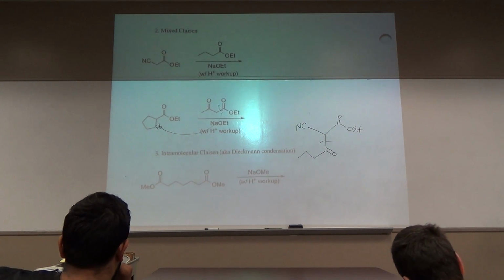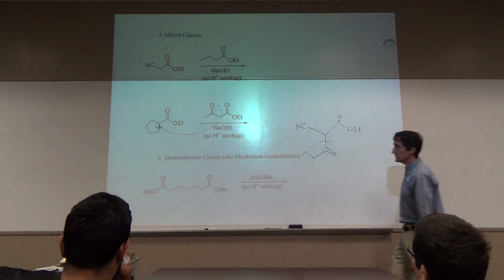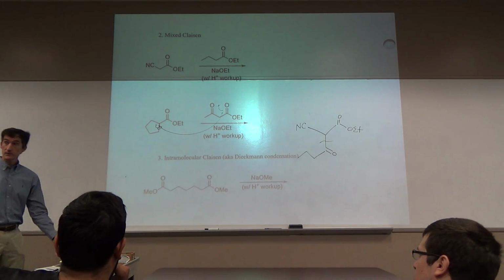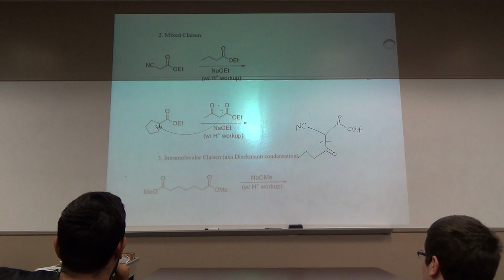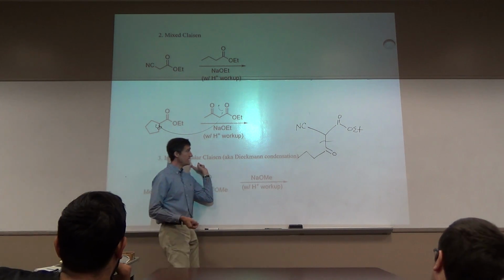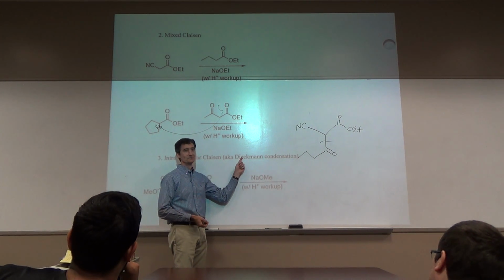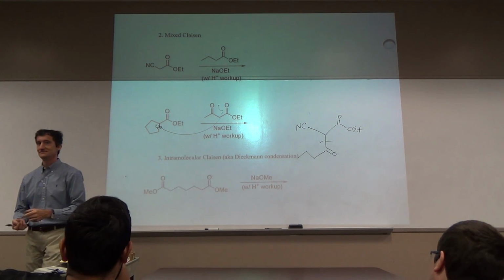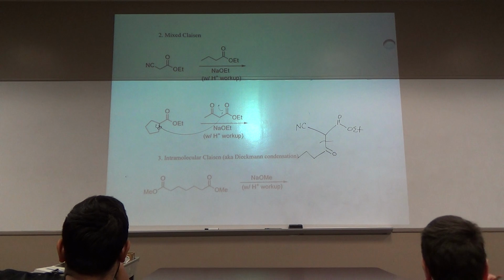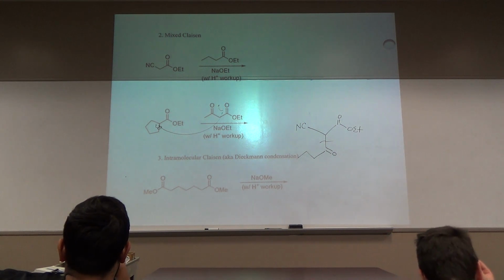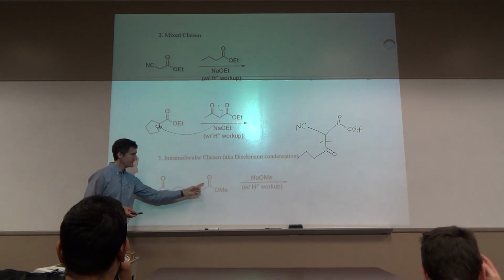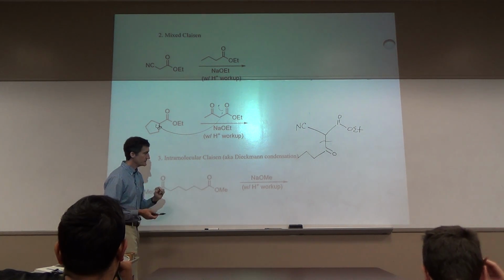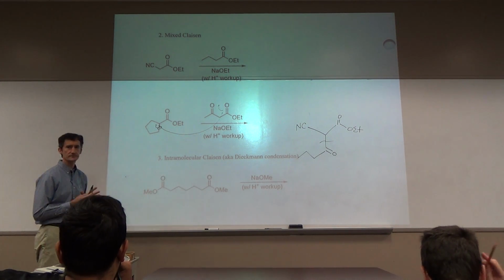Aldol and Claisen. Now, if you're doing intramolecular Claisen, which you can do, we did intramolecular aldols, and intramolecular Claisen has a certain name. It's called a Dieckmann. A Dieckmann is just an intramolecular version of a Claisen. For example, if you take this diester and treat it with base, what type of product could you envision?